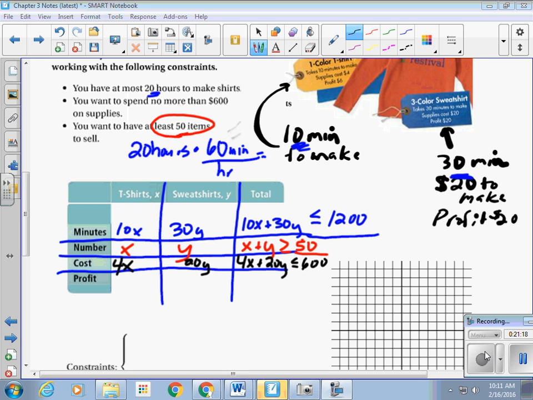And then profit. Profit-wise, we make $6 for every t-shirt, and we make $20 for every sweatshirt. So the total is going to be 6x plus 20y equals our profit.